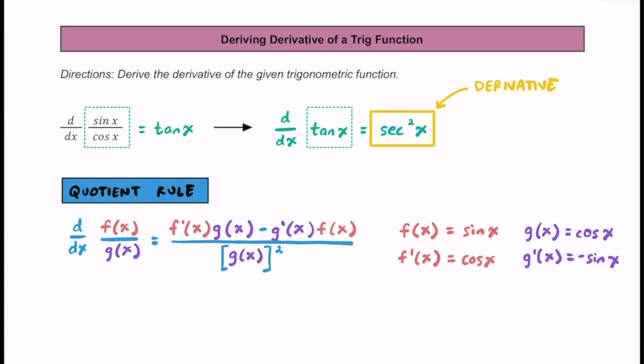Once we've identified each of these pieces, we're just going to do some substitution. So f prime of x, the derivative of f of x, is cosine of x. g of x is this cosine of x. g prime of x is negative sine of x. f of x is this sine of x. And g of x, again, is this cosine squared of x. So let's make some substitutions.